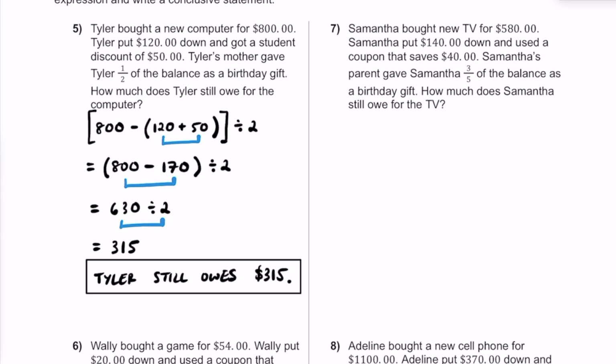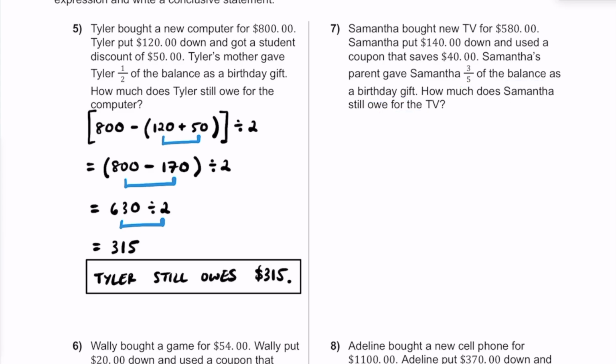In this example, Samantha bought a new TV for $580. She put $140 down, so she paid that right away. And then she had a coupon to save $40, so that's going to be subtracted off the cost as well. Samantha's adult or parent here is going to be covering 3/5 of whatever the balance is going to be as a birthday gift. So the question is, how much does Samantha still owe on this TV?